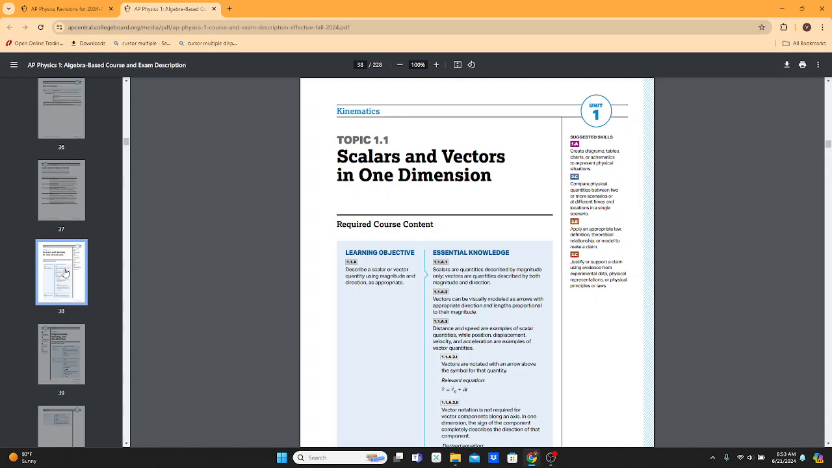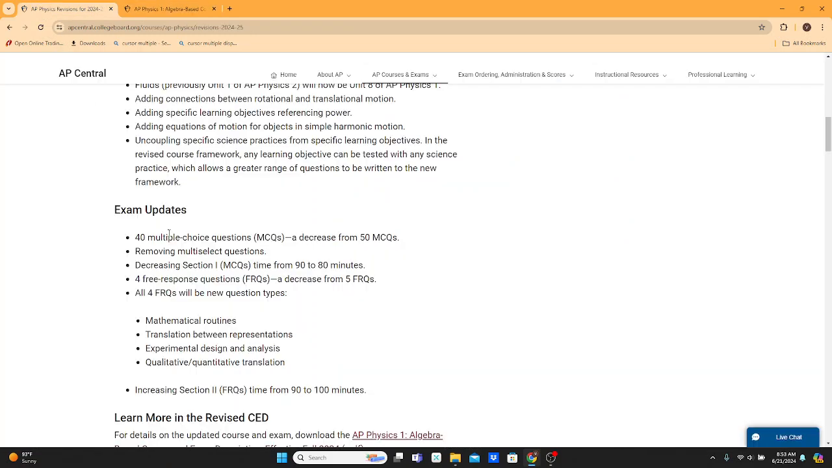But the thing that is necessary, when you're studying for the AP exam, is to look over this and understand that you have to be able to do all of these, if not most of them, on your exam. So you go through and understand what you understand, and focus on what you don't understand. But along with this, from 2024-2025, there are other exam changes.